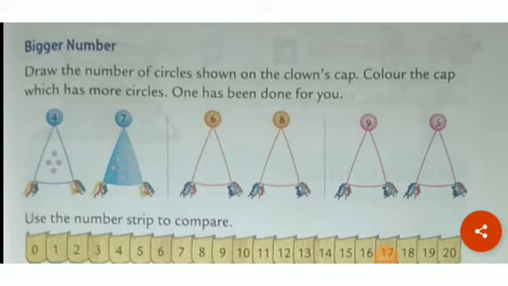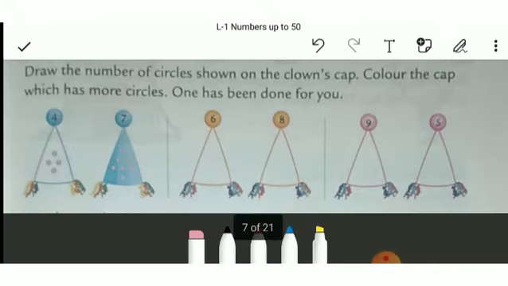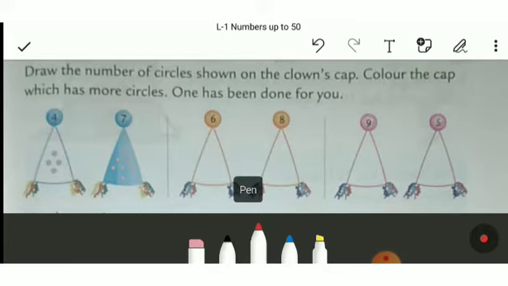Now see page number 13, bigger number. Now we have to identify the bigger number here. For this, these caps are given here. We have to draw some circles on them as per the given number, and then we have to identify which number is bigger. Let us draw some circles on it. See 6 and 8, two numbers are given, so draw circles on them. We have to draw 6 circles here.